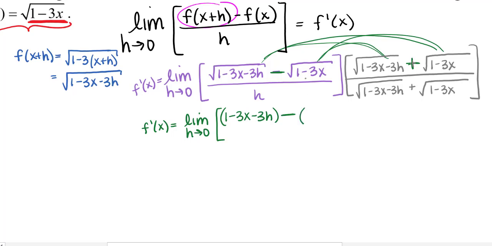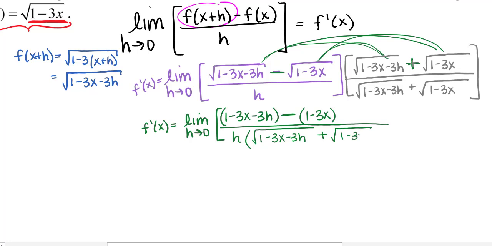And then the other 1 minus 3x times 1 minus 3x under the square roots becomes a whole 1 minus 3x. And maybe now you see the necessity for those parentheses. All over, don't multiply out that messy denominator, just write it down. Don't multiply anything in, don't change anything, just write it down.